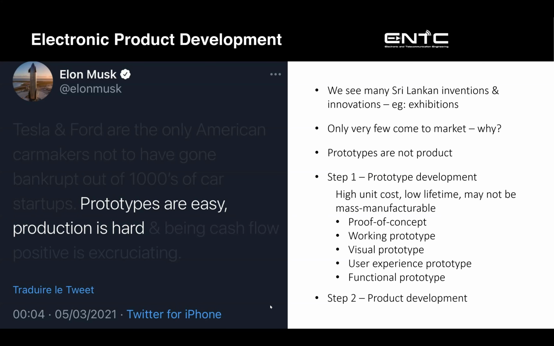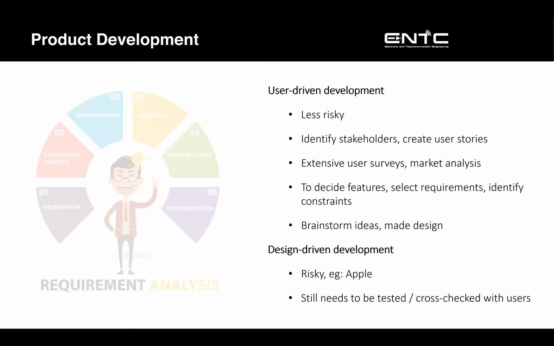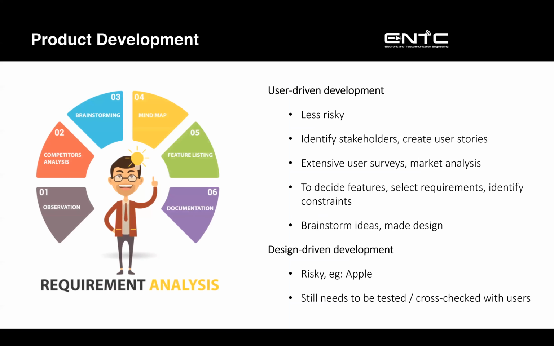There are a lot of types of prototypes as well, and usually prototypes are not mass manufacturable. So we don't look at these when doing a prototype, right? But when you are going for product development, you have to think about those. Basically, there are two types of product development. You have the general one, user driven. You have to find out what your user wants, and then you have to design.